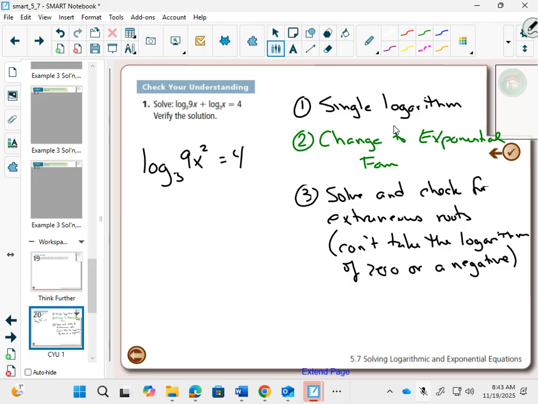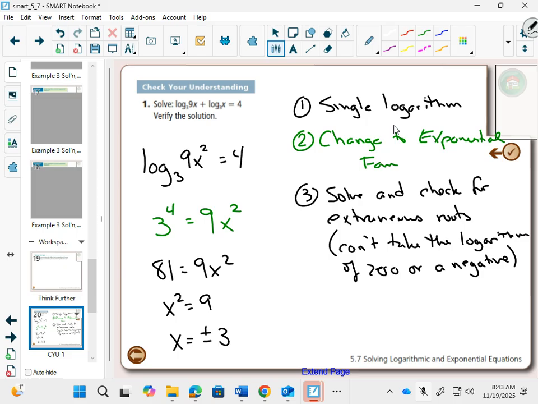Now, this is the green step. Once you have a single logarithm, you say, this is hard for me to understand, but I can change it. The base is 3, the exponent is 4. I can change it to exponential form, and it turns it into an equation which I've done before. Have you solved an x squared equation? Absolutely. How can you solve an x squared equation? Well, you could get that x squared by itself. 3 to the 4 is 81. I could divide both sides by 9. I could square root.